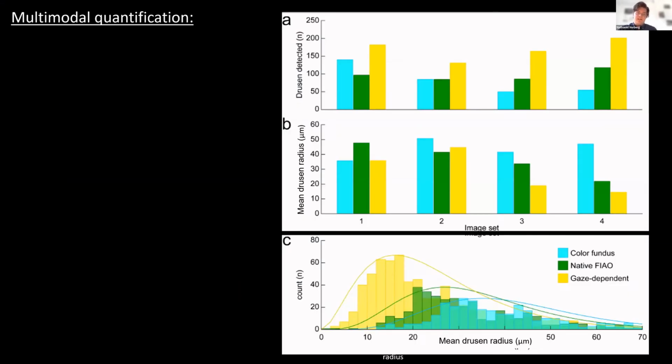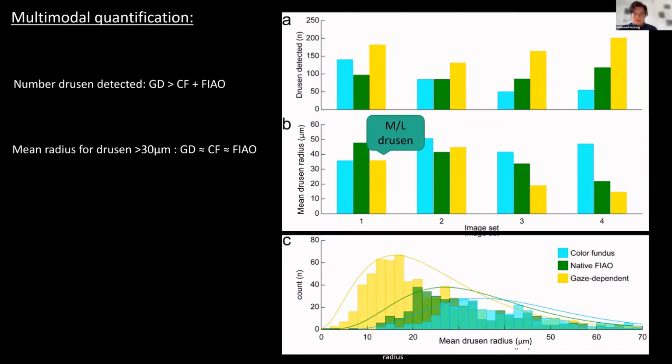So our next question was, okay, if we're detecting smaller drusen than in the gold standard methods, let's quantify that. So we had several graders take sets of images where they had color fundus, RTX1, and gaze dependent, and we had them count the number of drusen they saw, and every time, the most number of drusen was counted in the gaze dependent image. Then we had them also measure the drusen radius of several drusen in each image. We saw that for medium or large drusen, all the radii are about the same no matter the modality. But as we get smaller and smaller, gaze-dependent imaging can detect smaller and smaller drusen than certainly color fundus, but especially both modalities.